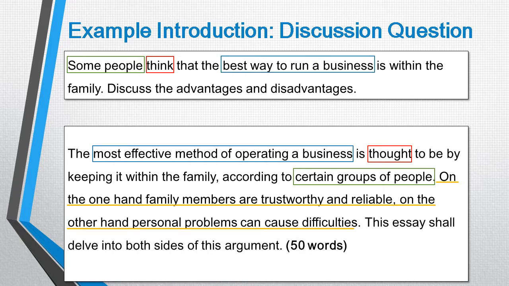The final R is to reveal. So in this last sentence, we're going to reveal what this essay is going to do. So here is the sentence. This essay shall delve into both sides of the argument. This is short but to the point and lets the examiner know exactly what this essay is going to do.